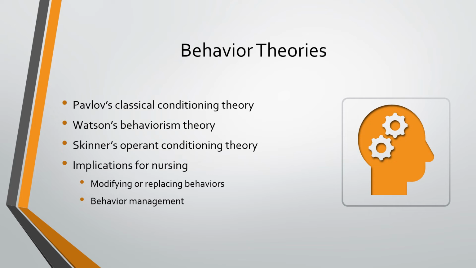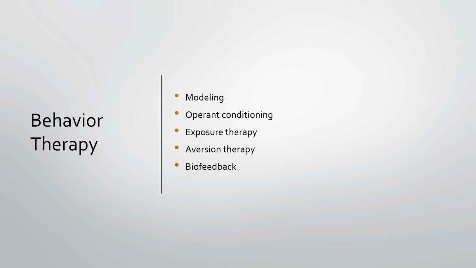So what are some implications for nursing? We can think about our patients that are smoking, maybe overeating, maybe drinking alcohol. What behavioral therapy could we try to modify or replace those behaviors? Let's look at a few of those. Some behavioral therapies we can think about are modeling. This provides a role model for a specific behavior, and the patient learns to imitate it. Then operant conditioning. This is behavior modification that uses positive reinforcement to increase the desired behavior.